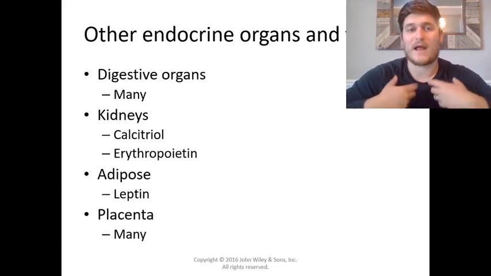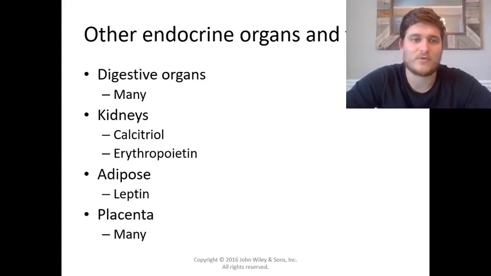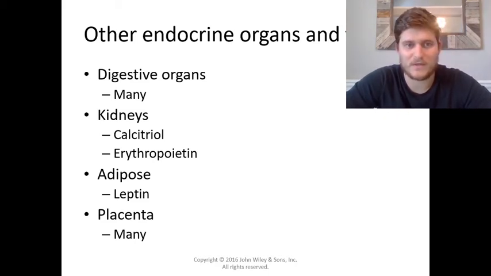Adipose tissue, or our fat tissue, will secrete a hormone called leptin, which influences our hunger and our drive to eat. And then the placenta is also going to provide many signals that promote the growth of a fetus and the growth of a child when a woman is pregnant.